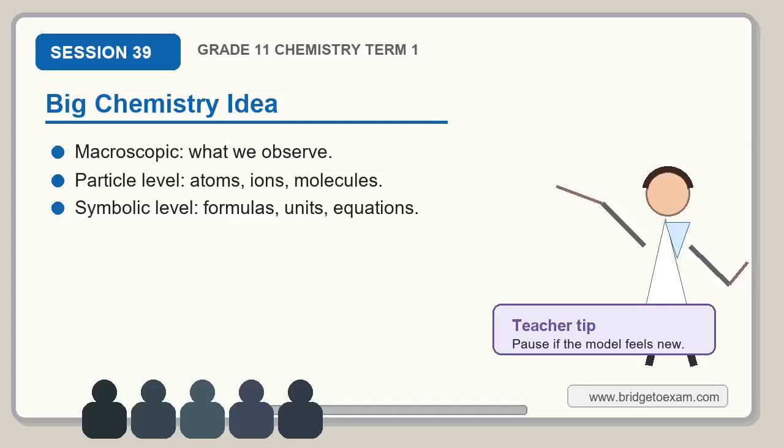First, keep the three chemistry levels together. Dilution lowers concentration by adding solvent. The amount of solute stays the same, but the total volume increases. This is why the equation M1V1 equals M2V2 works. Moles before dilution equal moles after dilution.